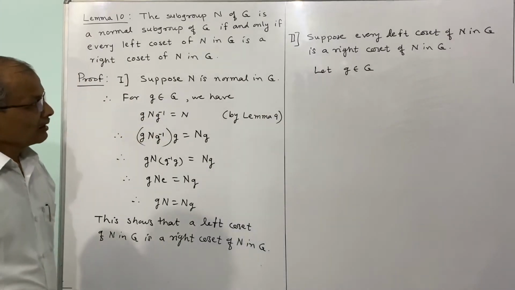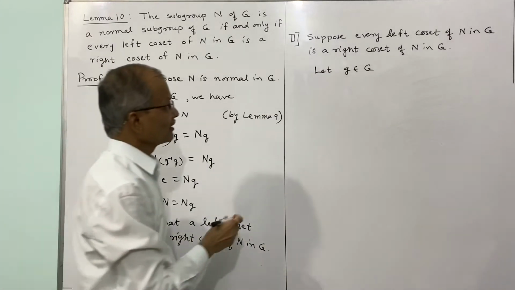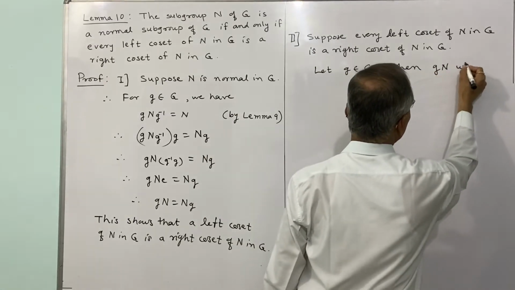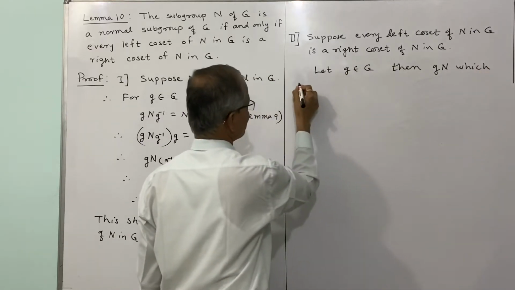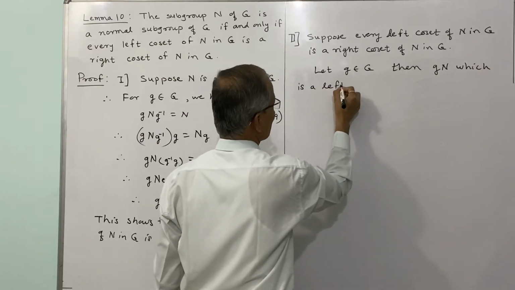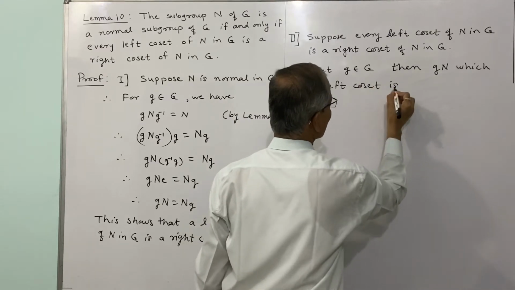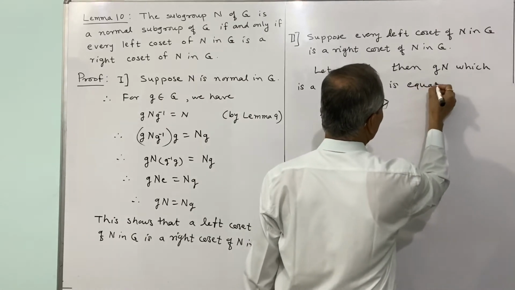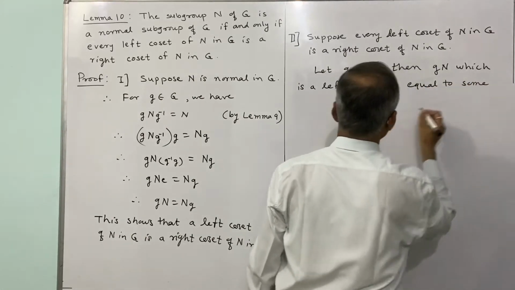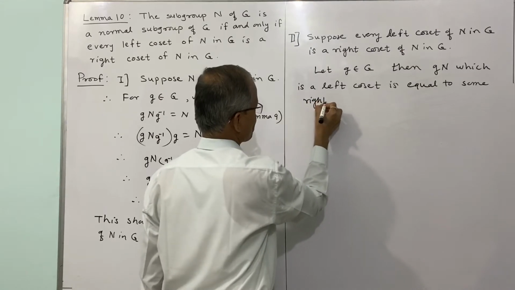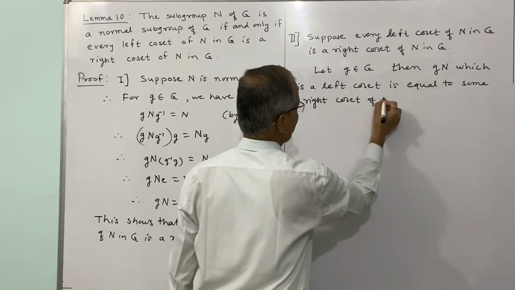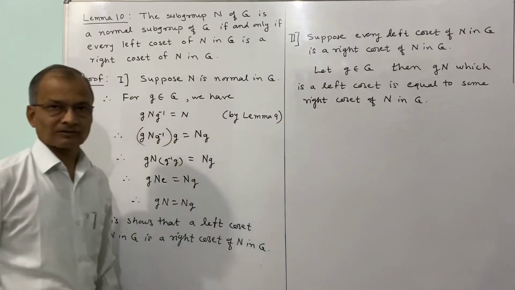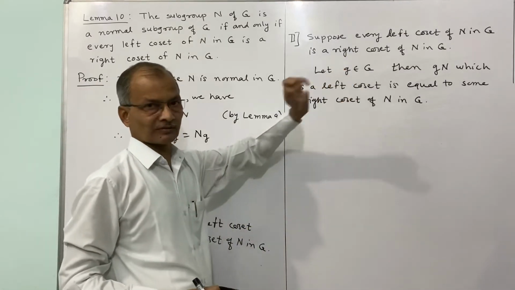And so g N is a left coset. Then g N, which is a left coset, is equal to some right coset of N in G. So this is by hypothesis or assumption.